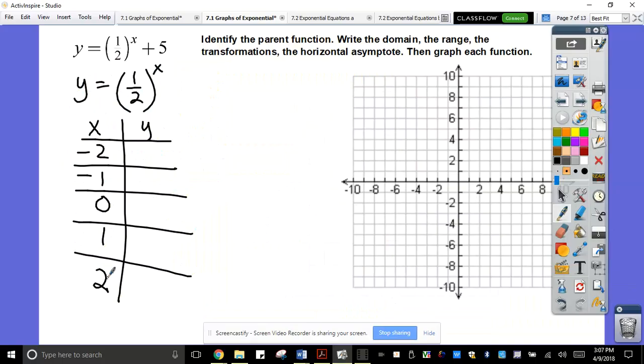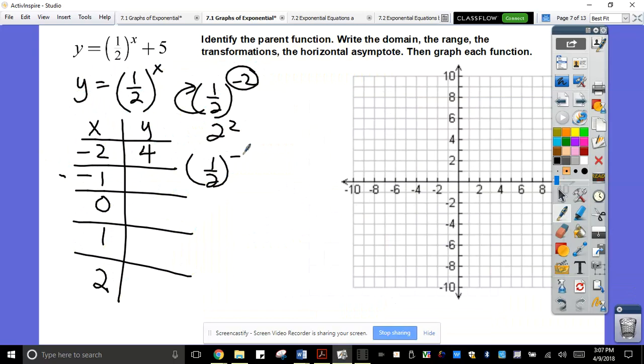We plug in -2 here, 1/2 to the -2. Since this is negative, the 2 goes up, and that makes this a positive 2. So it becomes 2 squared, or 4. If -1 plugs in, 1/2 to the -1, since this is a -1, the 2 goes up. So 2 to the 1 becomes just 2. Any number raised to 0 except 0 will always be equal to 1. 1/2 to the 1 is 1/2. And 1/2 squared will be 1/4 or 0.25.